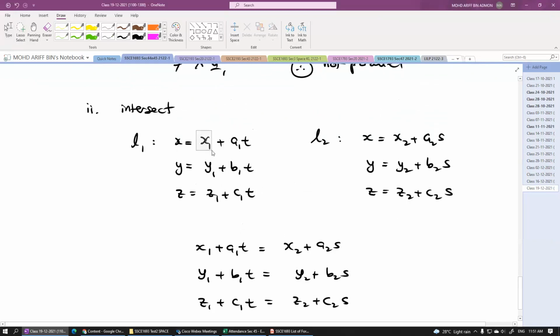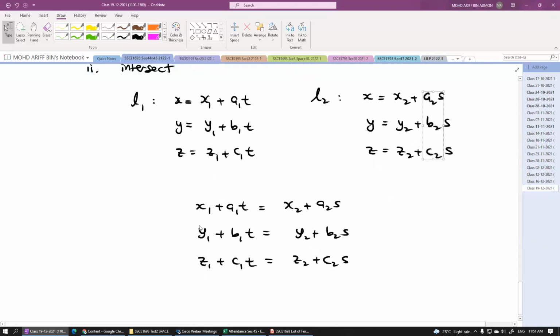So x1, y1, z1 is a point on line 1. A1, B1, C1 is the vector parallel to line 1. Same goes for x2, y2, z2, a point on line 2, and A2, B2, C2, the vector parallel to line 2. It means you know all the values from your equation. But the ones that we don't know here are our t and also s, our parameters.